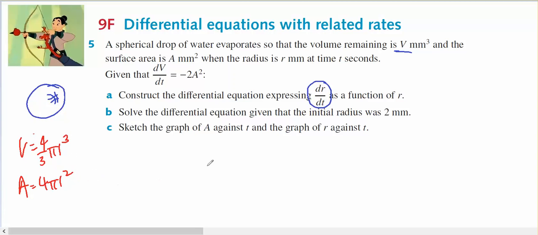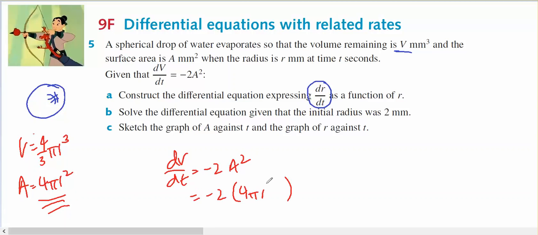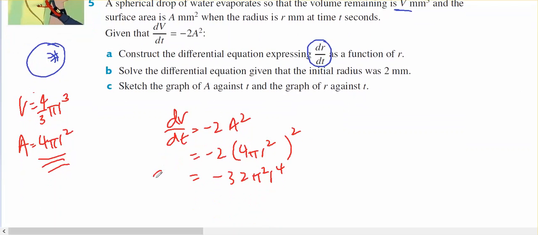from the formula sheets. So if dV/dt is minus 2A squared, it's going to be minus 2 times 4 pi r squared squared, which will be minus 32 pi squared r to the 4. That's what dV/dt is going to be.